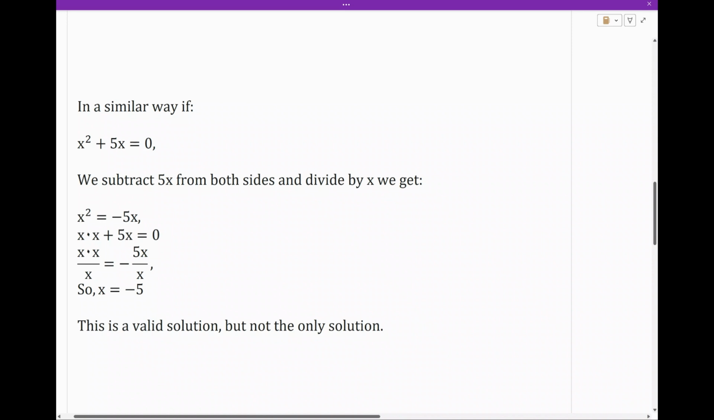In a similar way, if x squared plus 5x is equal to 0, we subtract 5x from both sides and then divide by x to get x squared is equal to minus 5x, or x multiplied by x is equal to minus 5x. Dividing by x, we get x is equal to minus 5. This is a valid solution, but not the only solution.